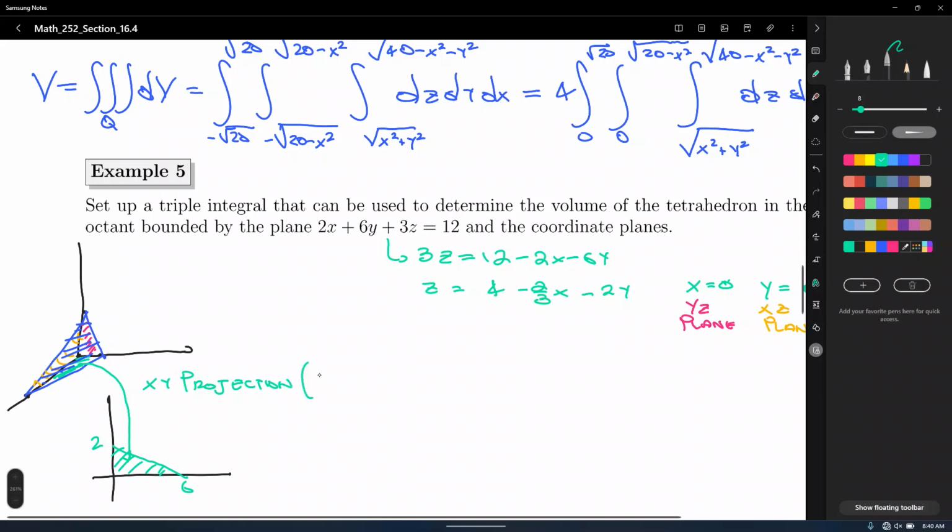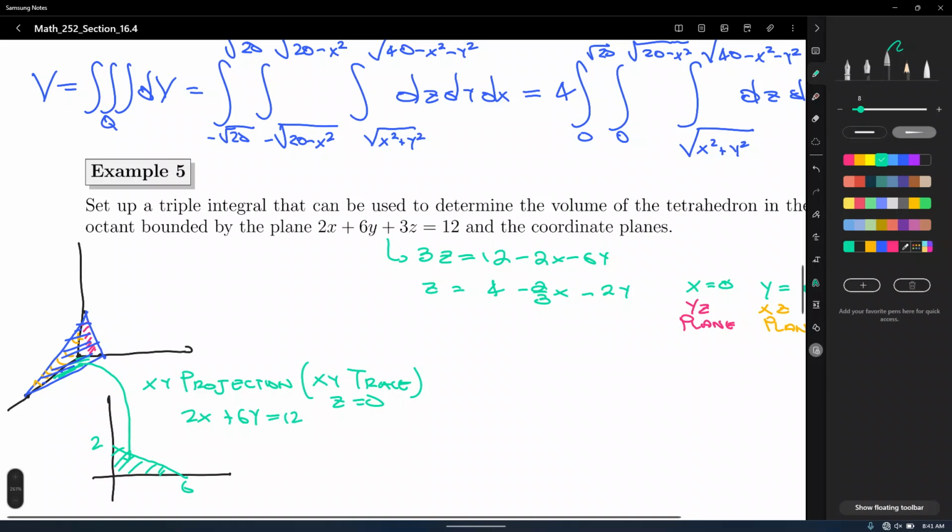That is the xy trace, where z equals 0. Where z equals 0, that leaves us with 2x plus 6y equals 12, because we no longer have the z term. That's because z equals 0. Let's solve this equation for y.